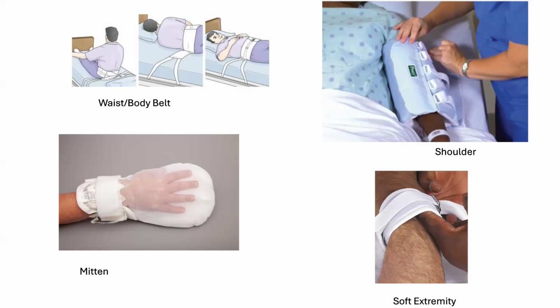On the right, you'll see the shoulder or elbow restraint. This one is used in order to stop bending at the elbow. So if you have a patient with an IV in and you don't want them ripping it out or bending their elbow, that's the one you'd want to use. The mitten stops people from scratching or pulling as well. And then the soft extremity keeps all extremities tied to the bed. And that is the one we will be doing a demonstration on.